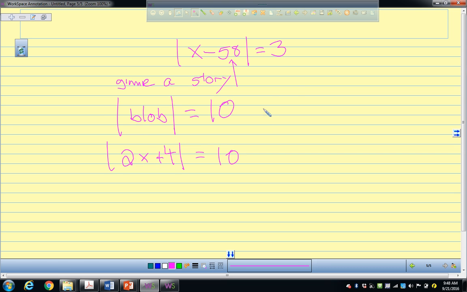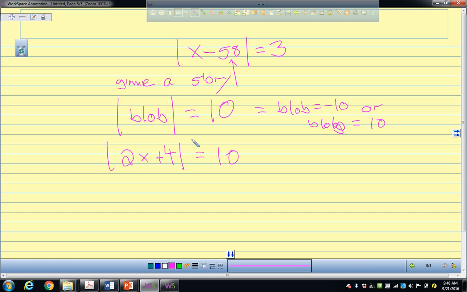So if blob equals 10, that means that blob could be what 2 things? Blob could be what or what? Blob could be negative 10, or blob could be what? Positive 10. So you do the exact same thing when you're solving an equation.